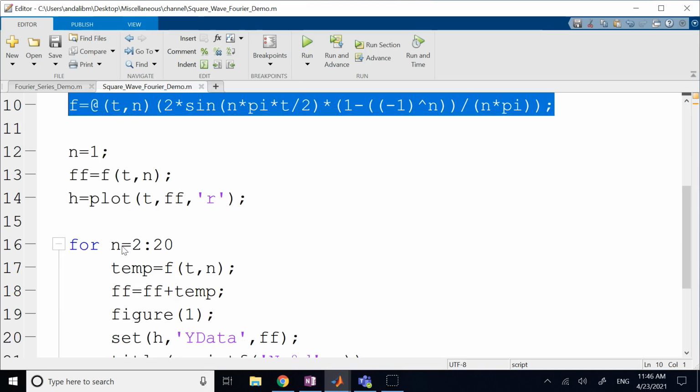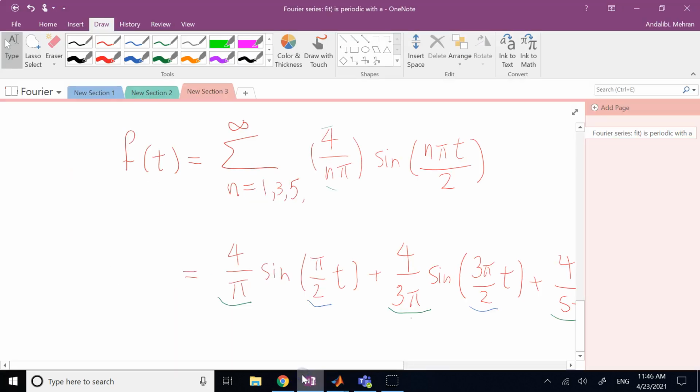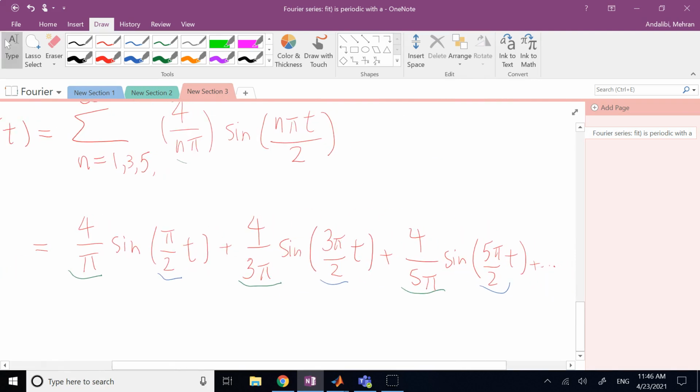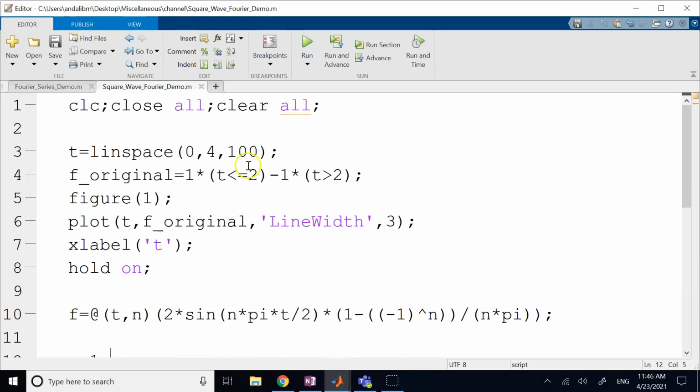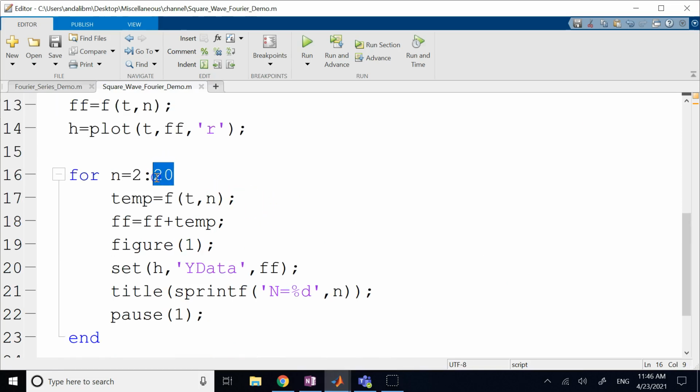And I evaluate this for different values of n, correct? One time I do it using only the first term. Next time I do it using the first 2 terms, then the first 3 terms, and so on and so forth. And each time I show you that by adding more terms, you are getting closer and closer to what? To the original function. And how far do I go? Only 20 terms. Okay, so that's all I do, and let's take a look at it.